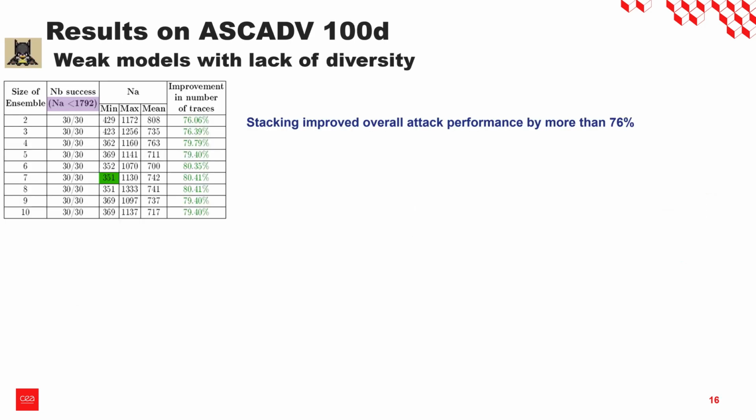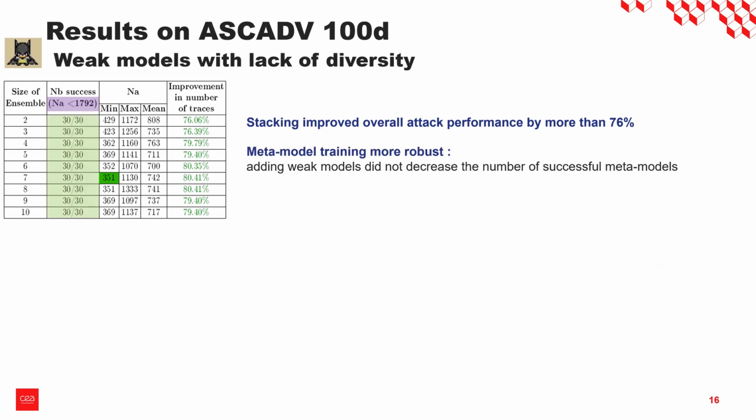So now let's move on to the results on the ASCAD variable key dataset with desynchronization, which contains a lack of diversity problem between the weak model predictions. First, if we take a look at the best improvement in number of traces for each ensemble size, we observe that on this dataset, stacking ensemble can improve the overall attack performance by more than 76%. And the best stacking improvement was obtained on the ensemble of 7 weak models, with a meta model that improves attack performance compared to the best single weak model baseline by more than 80%.